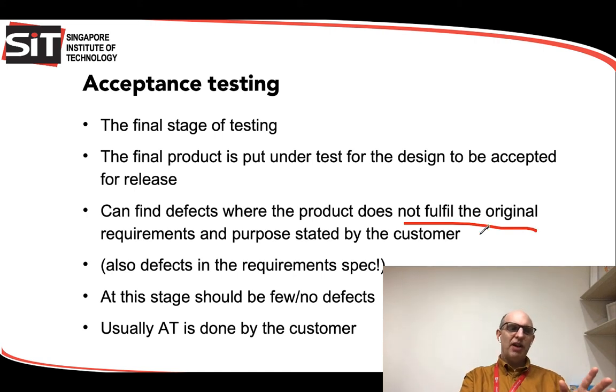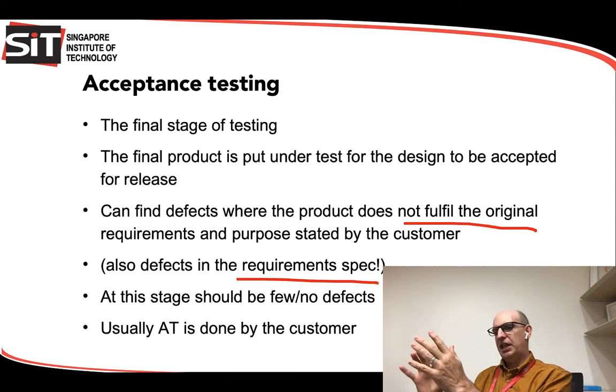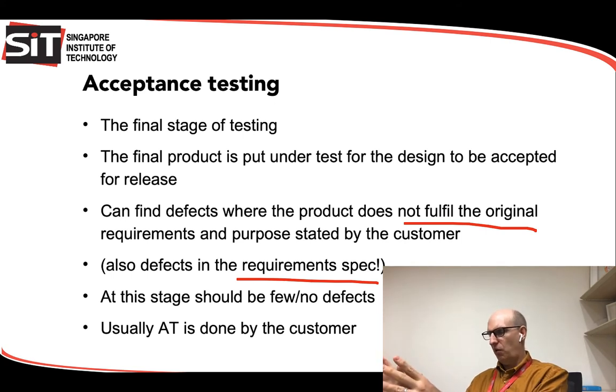Often we find defects in the requirement specification. The requirement specification is the thing that's been agreed between the customer and the programmer. It's where the customer says, I want X, Y, and Z. We write this X, Y, and Z down in a requirement specification. The customer says, yeah, that's what I want, and we go and create a system.